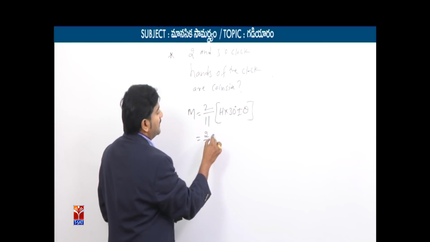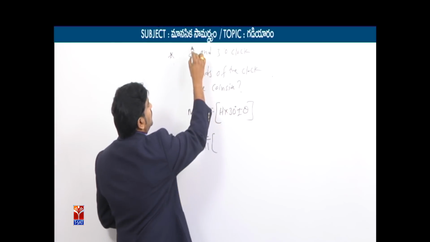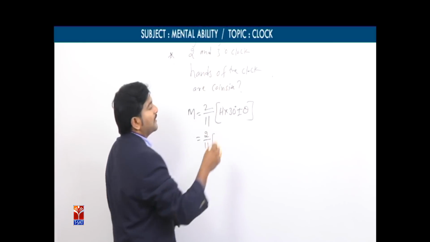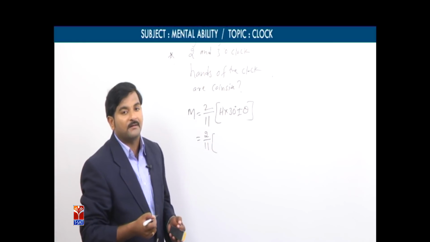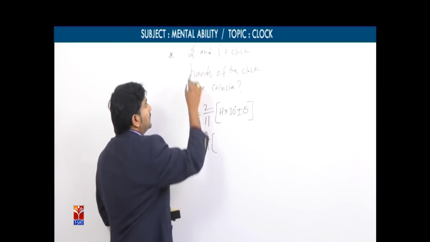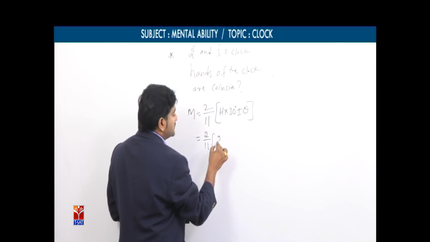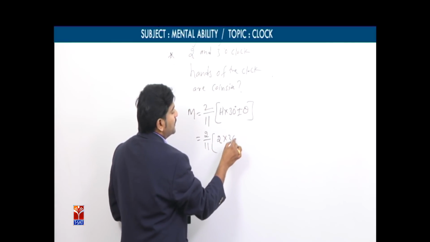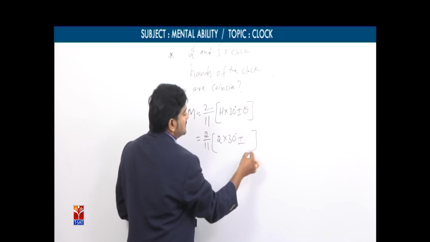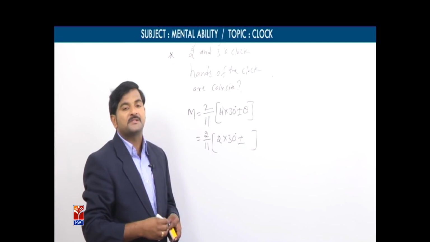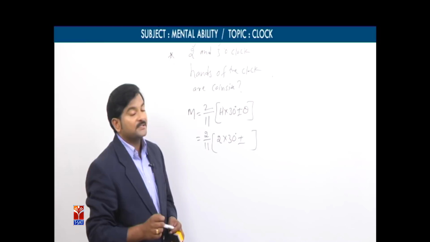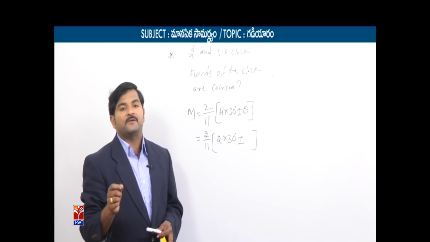2 by 11 into h. Here you mentioned 2 o'clock and 3 o'clock. What is our starting hour? The starting hour is 2 o'clock. That's why we can take h is equal to 2, into 30 degrees plus or minus theta. What could be the theta? It's simple, my dear students. Theta means, as we already know, the angle between the two hands.